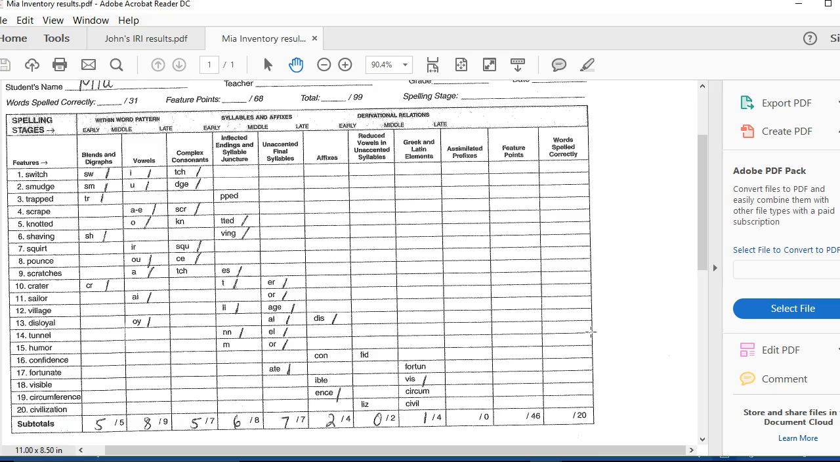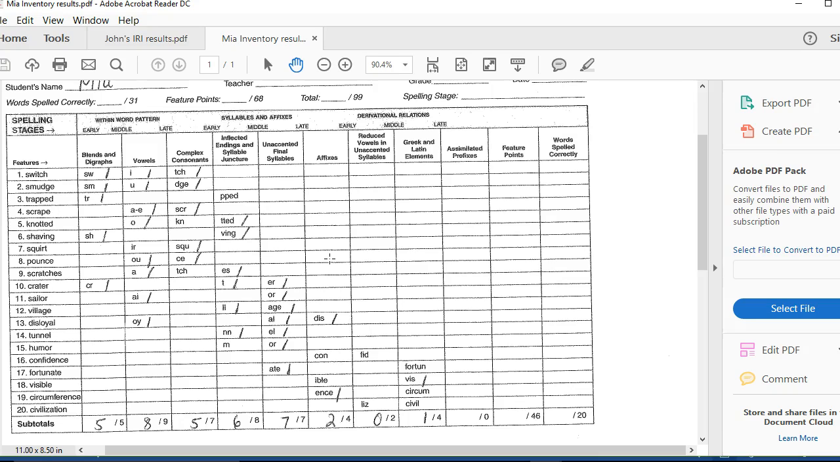And so I would say they're kind of in that late syllables and affixes stage. And this is great data for you to use because now I'm looking at coming up with spelling words for the student that has particular affixes. Maybe I come up with a spelling list that works with the able suffix. So use this information to find the student's areas of need.